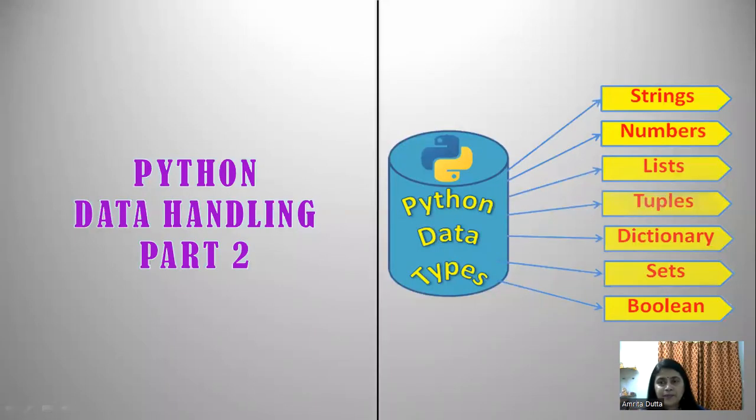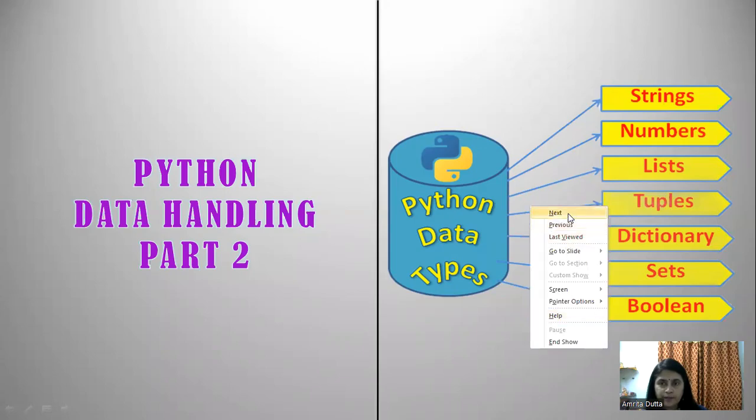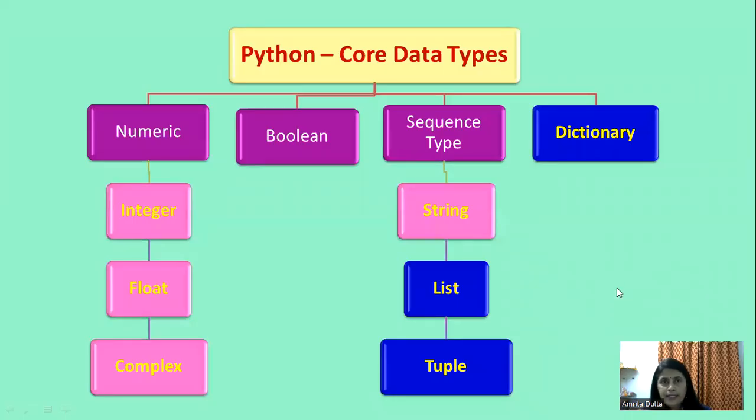Okay, so friends, I'm going to start with the discussion of lists, tuples and dictionaries in this particular video. So let us begin. These are the core data types we have seen in Python: numeric, Boolean, sequence type and dictionary. In the last video, we have already learned about the numeric data types like integer, float and complex number, then Boolean type and string type, which comes under sequence type. Now, today we are going to discuss list, tuple and dictionary.